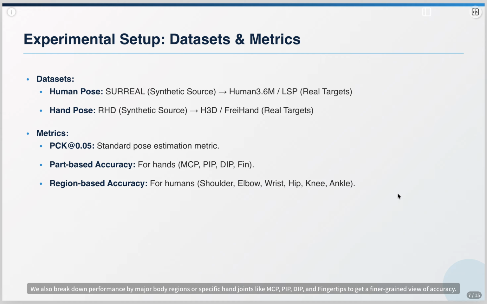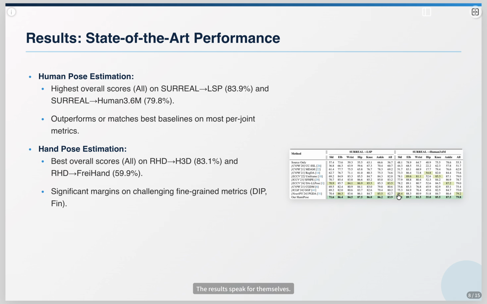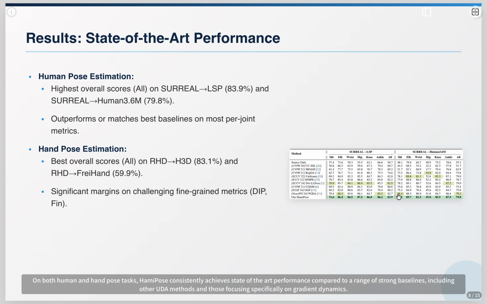We also break down performance by major body regions or specific hand joints like MCP, PIP, DIP, and fingertips to get a finer-grained view of accuracy. The results speak for themselves. On both human and hand pose tasks, HamiPose consistently achieves state-of-the-art performance compared to a range of strong baselines, including other UDA methods and those focusing specifically on gradient dynamics.